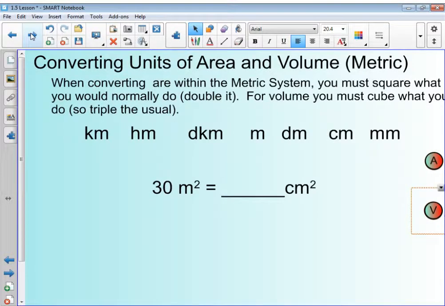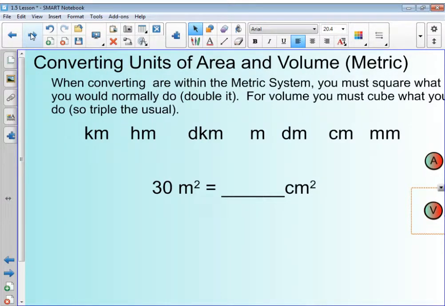Metric to metric, because we have worked in the process of just moving the decimal instead of having to memorize all of the different conversions. The rule that you're going to use on this one is whatever you would do for area, because of that 2, you're going to do it twice. So you would do it again. For volume, because of that little cubed or that 3, whatever you would do, you'll do 3 times.